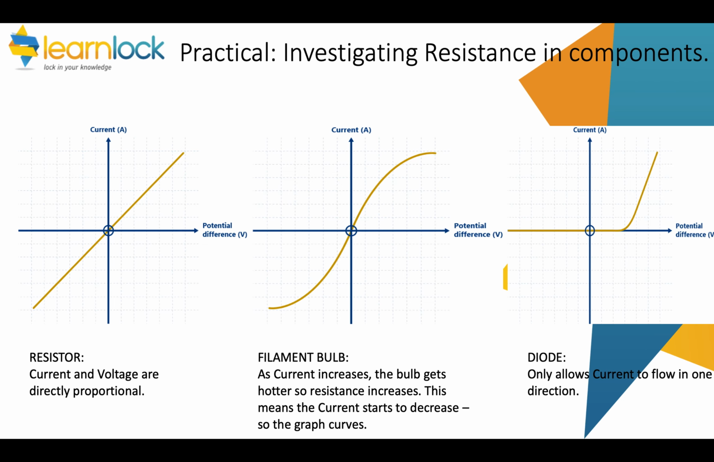This is what the graphs look like. You do need to know the shapes. So for a normal resistor, current and voltage are directly proportional. For a bulb, the graph actually curves like this, and that's because as a bulb gets hotter, it's harder for the current to get through, so resistance increases and the current starts to decrease. A diode looks like this because current only goes in one direction, so it won't go the other way.